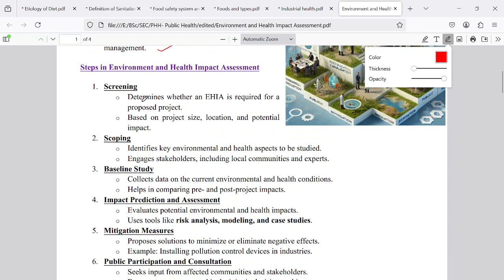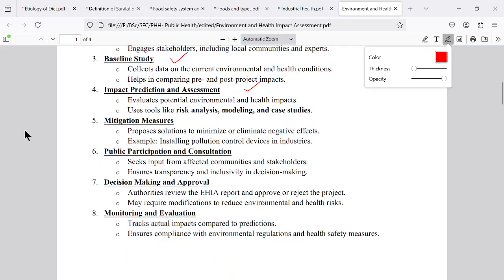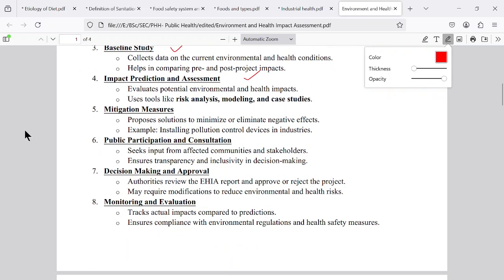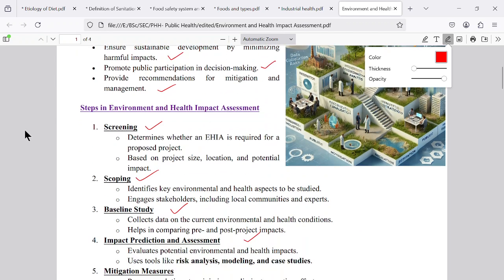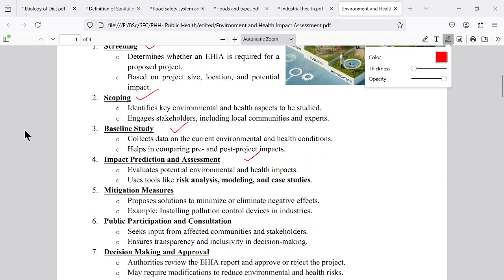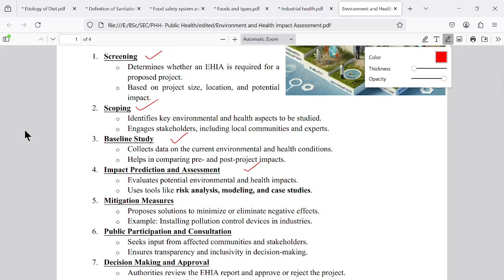Then screening, scoping, baseline study, impact prediction and assessment, mitigation measures, public participation and consultation, decision making and approval, monitoring, evaluation. What are these? Actually, these are the steps to be followed while you are assessing the environmental issues.